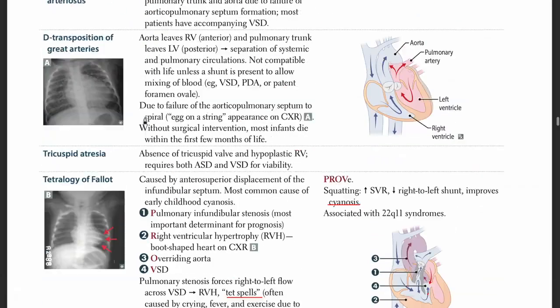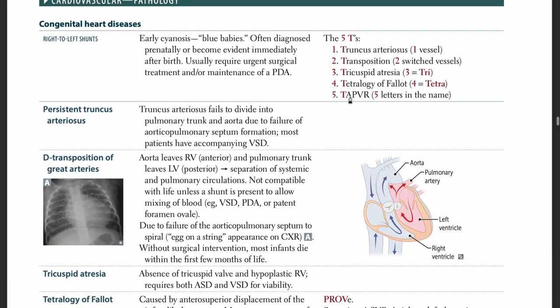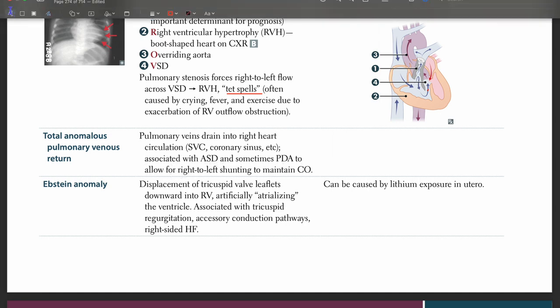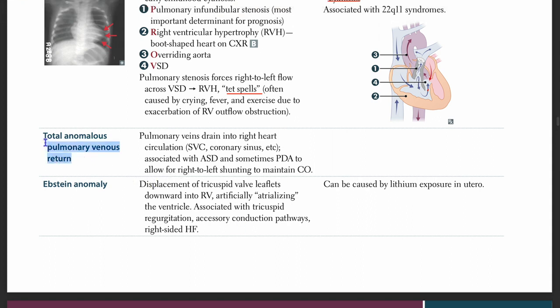Okay. Then you have number 5, TAPVR, 5 letters, right? So that's total anomalous pulmonary venous return. Pulmonary veins drain into the right heart circulation and superior vena cava, coronary sinus, etc. Okay, so pulmonary vein, SVC, coronary sinus, etc. Associated with atrial septal defect and sometimes PDA to allow for right to left shunting to maintain cardiac output. Let's look up a photo of this.